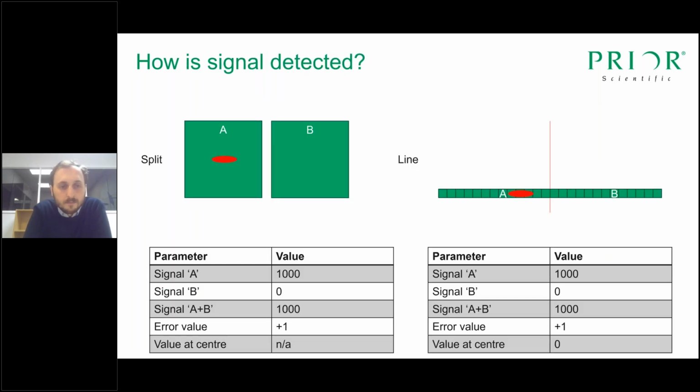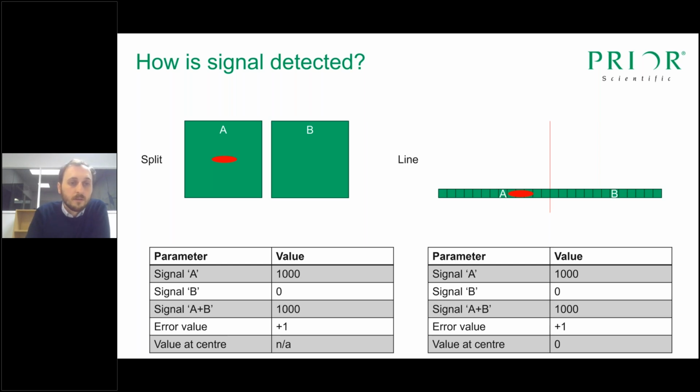How is signal detected then? The Prior's Pure Focus uses a line sensor. Other models available on the market use a split sensor, and all of these devices are really doing is collecting the number of photon counts on each side of a sensor.